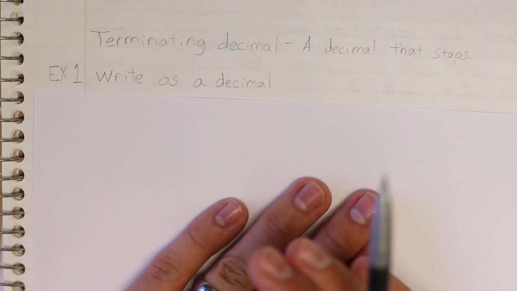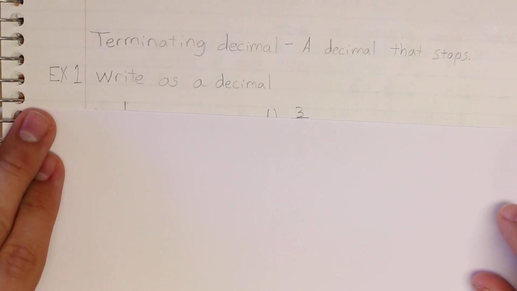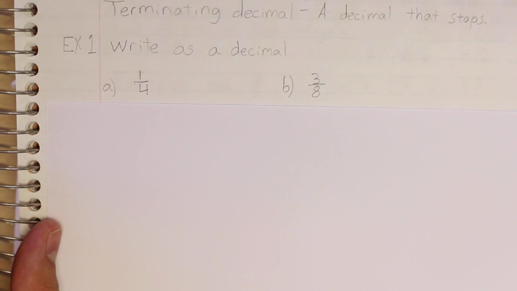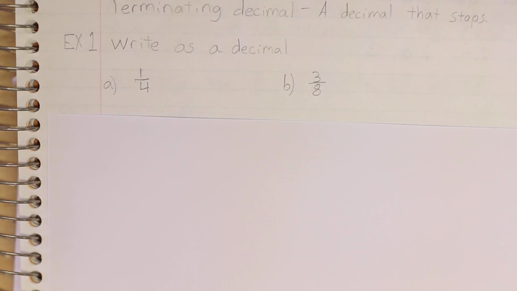Example 1. We are told to write as a decimal, and we are given these two fractions. Let's look at A first. A gives us the fraction 1/4. We're told to write this as a decimal. Some of you might remember how to do this. If you have forgotten, please pay very close attention. Even if you remember or think you remember, please pay close attention. You might have forgotten something.